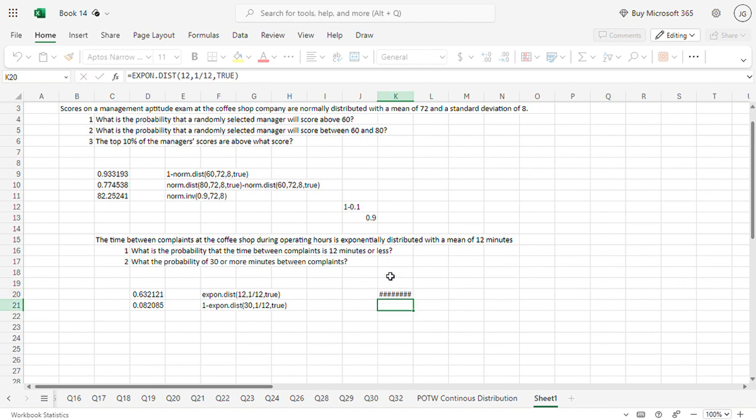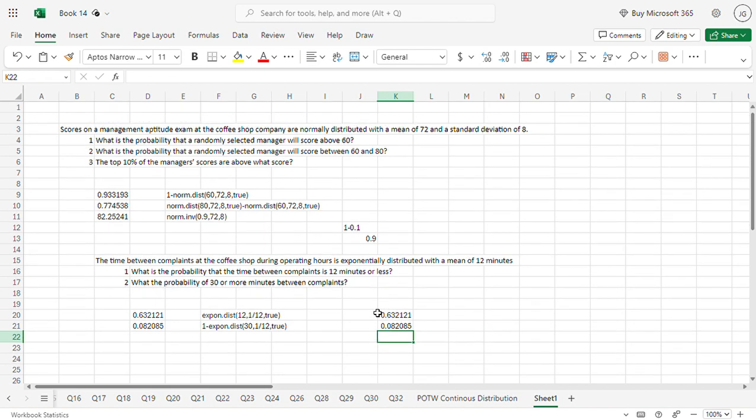You want to do just exponent.dist, and then this is 30 or more. So since we have or more, we subtract 1 minus exponent.dist, and we're looking for 30 here. And that's going to get us 0.082085. And that's how you do an exponential distribution.